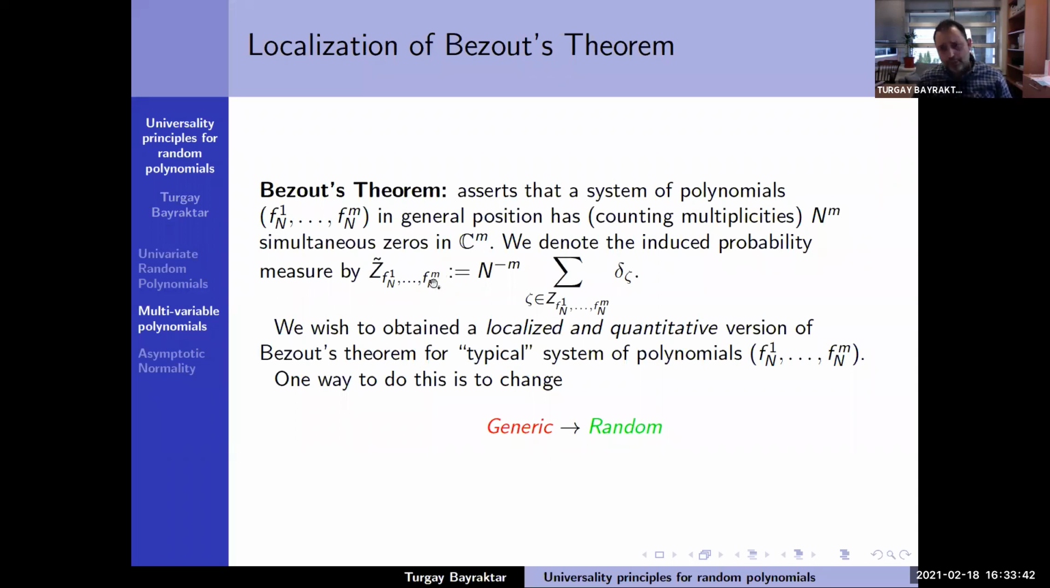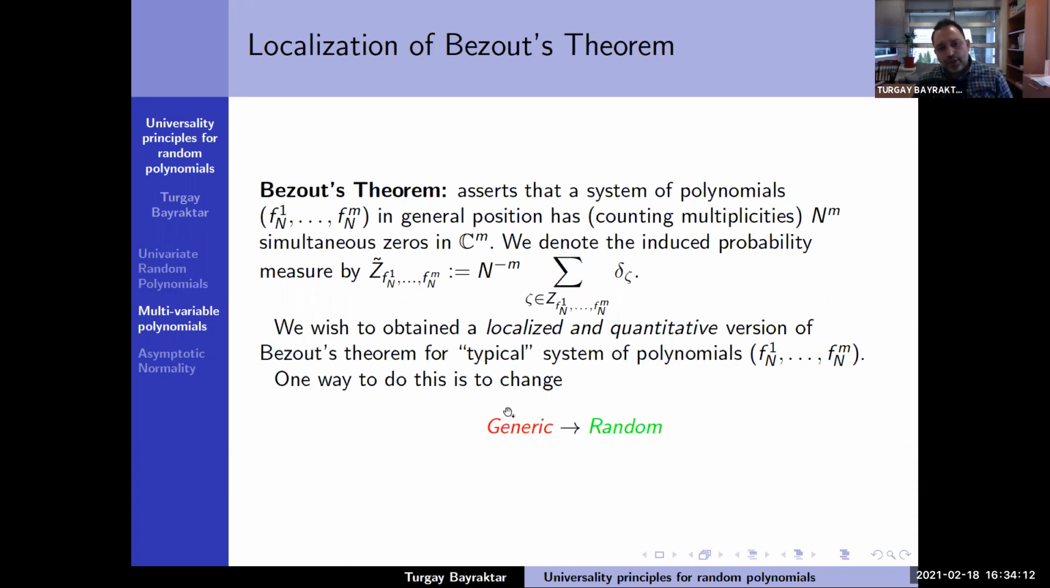The way we want to do it is this: when I look at a small ball in the complex plane, I want to know how many zeros lie in the small ball. Of course, I can't tell this for every system, because you can reverse the problem and construct systems which have no zeros in this ball, or all zeros in the ball. So I want to say something for generic systems.